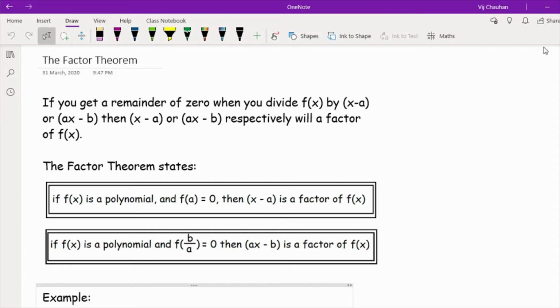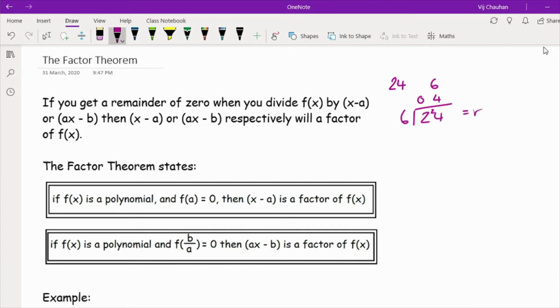So in this video I'll be going through the factor theorem. If you get a remainder of 0 when you divide f of x by x minus a or ax minus b, then x minus a or ax minus b respectively will be a factor of f of x. If I relate this to numbers, if I took the number 24, a factor of 24 is 6, so if I do 24 divided by 6, I end up with 4, and my remainder is 0. That shows that 6 is a factor of 24.